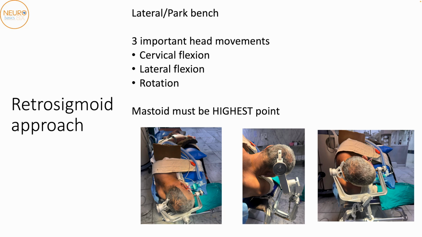A very commonly done approach is going to be the retrosigmoid approach, and there are three very important maneuvers required to achieve this position. So once you have positioned the patient in the lateral position, as you have seen in the previous slide, you're going to do three maneuvers of the head. One is going to be cervical flexion. The second is going to be lateral flexion. And the third is going to be rotation. So this will make the mastoid over here the highest point. So this is how to achieve an ideal position for retrosigmoid approaches.